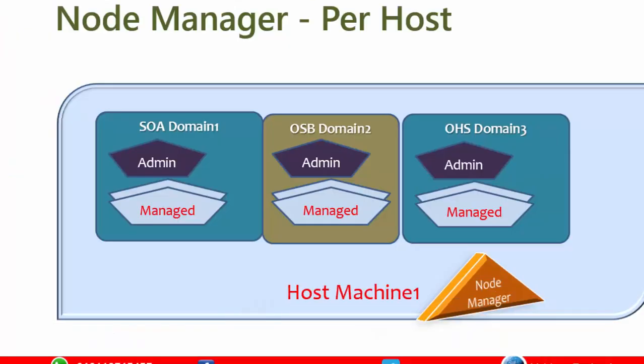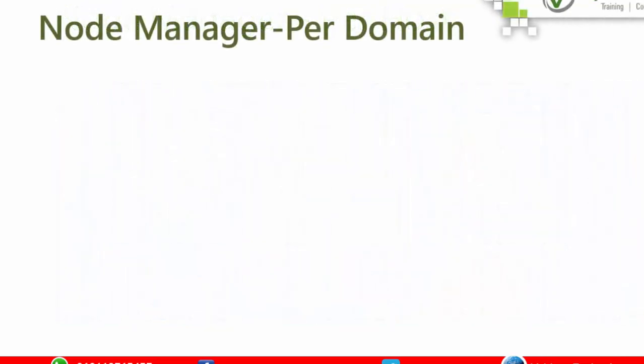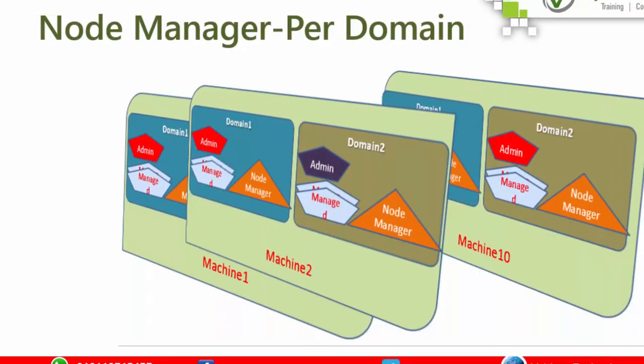Controlling multiple domains. Similarly for Fusion Middleware products, SOA domain, OSB domain, OHS domain, you can control with a single node manager. Node manager also provides another option, that is per domain. So you can have one node manager directory, that is node manager home, for every domain, and using that you can start the node manager. You can control only that particular domain. So if in one machine you have two domains, then each domain will have a separate node manager.